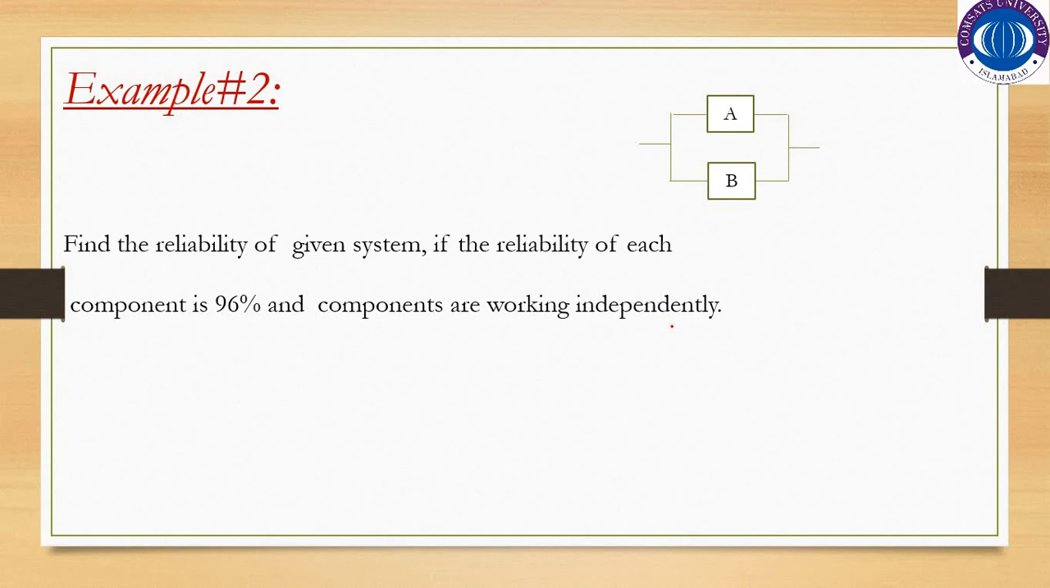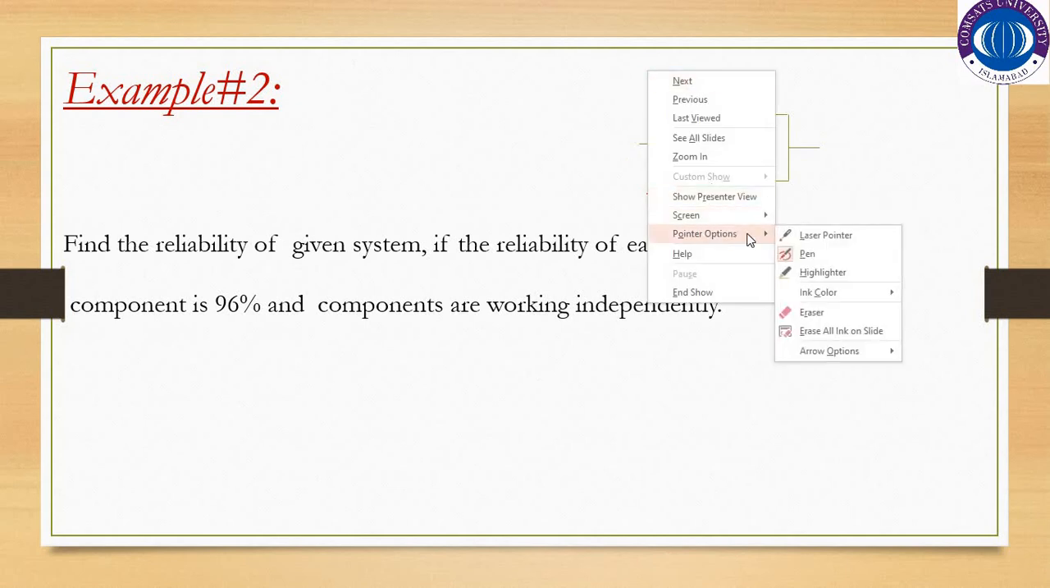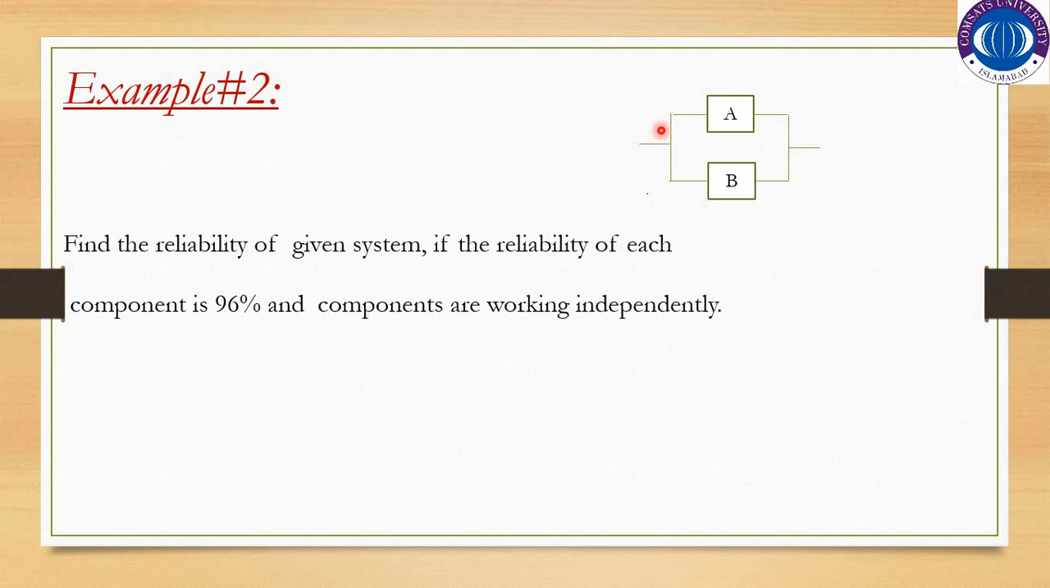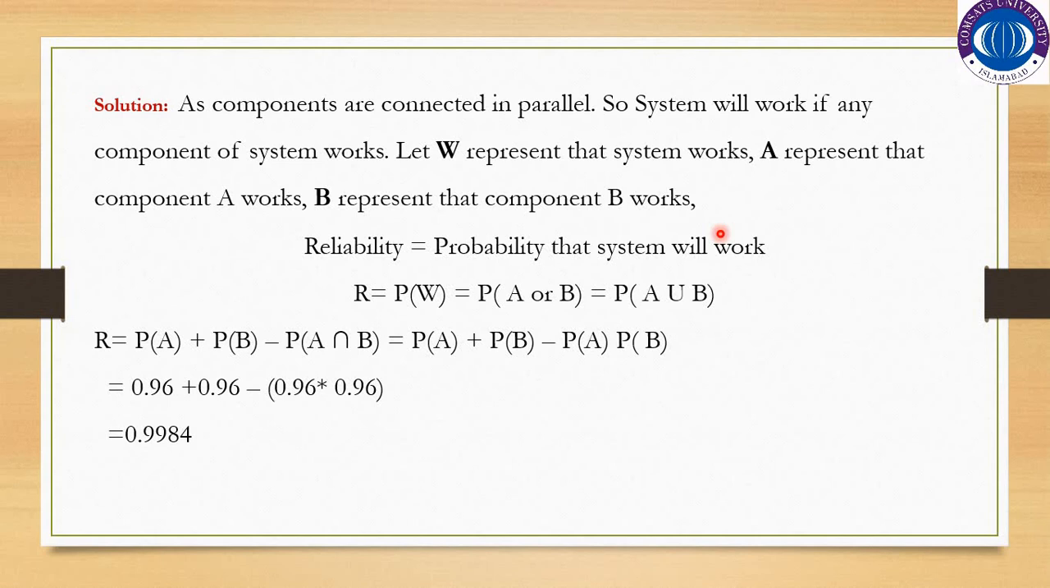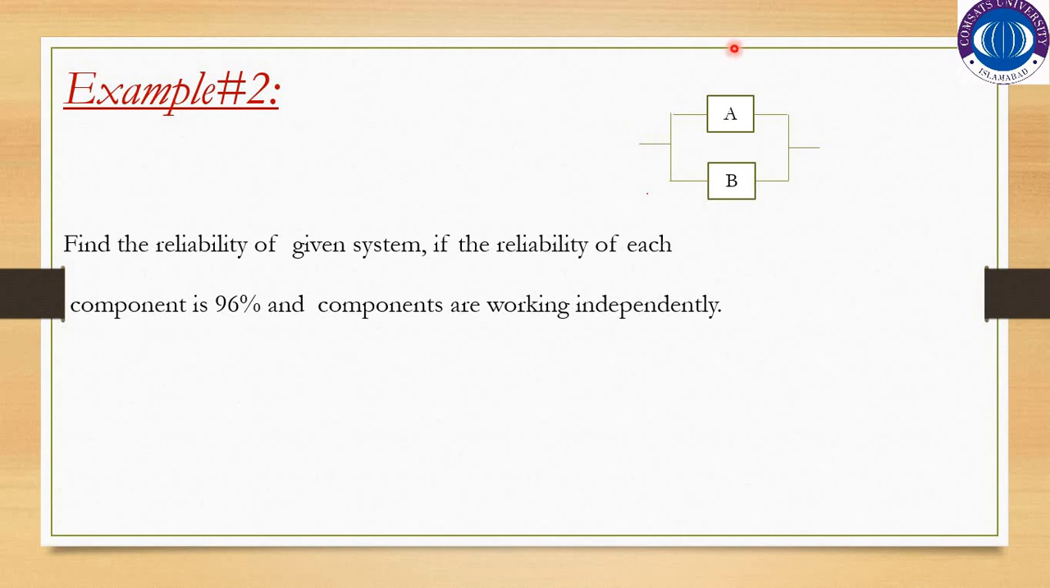Example number 2. Find the reliability of the given system. This would be the system. If the reliability of each component is 96%, as you can see from the diagram, there are two components A, B, and the components are working independently. Solution. As components are connected in parallel, this is the complete system. This system can work if it starts from here, goes to A, and the system can rely on A, or this could start from here, go to B, then to the end. So this is the parallel system.